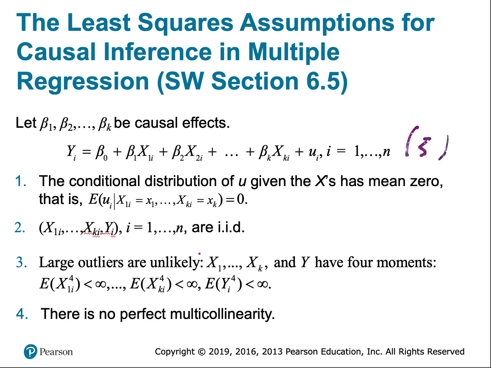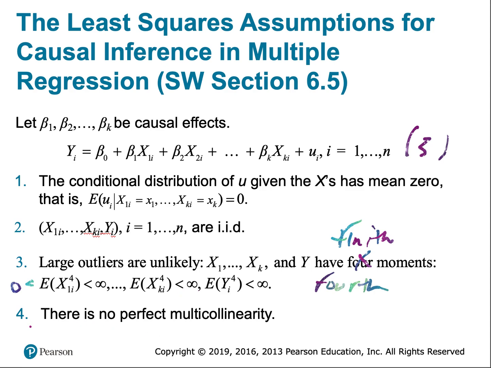Number 3, large outliers are unlikely for all of our x's and for y. In other words, they have finite fourth moments. The expected value of x1 to the power of 4 is between 0 and infinity, and so on and so forth through xk, and the same for y. Finite fourth moments for x1 through xk. So assumptions 1 through 3 are the same as the univariate case.